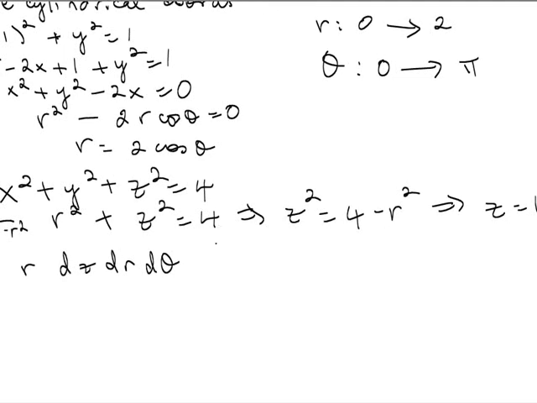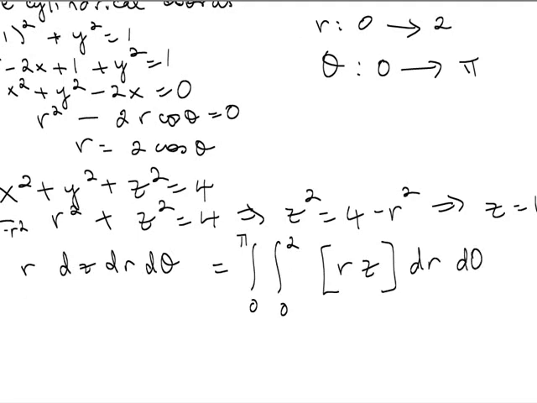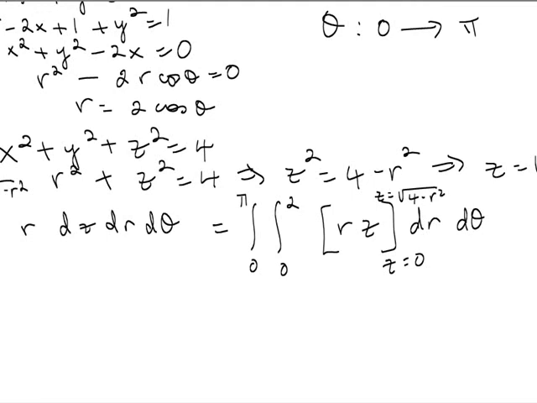Okay, let's integrate. 0 to pi, 0 to 2. With respect to z, this becomes rz dr d theta. Put your limits. z goes from 0 to square root of 4 minus r squared. This becomes 0 to pi, 0 to 2, r times square root of 4 minus r squared dr d theta.